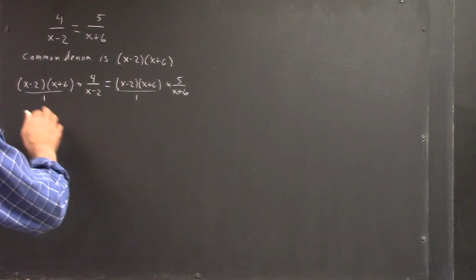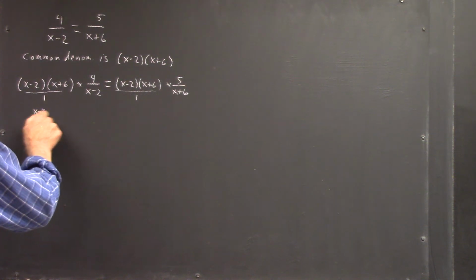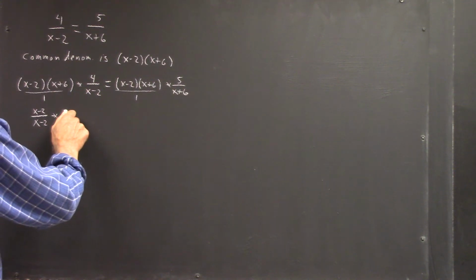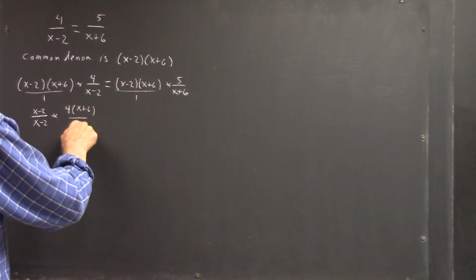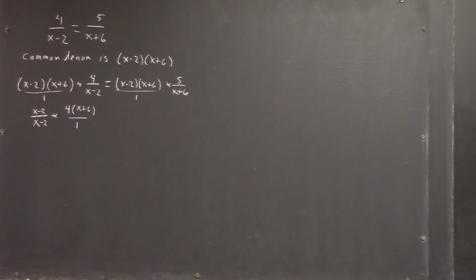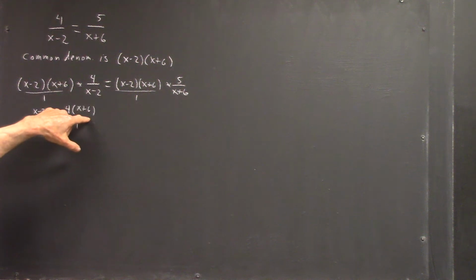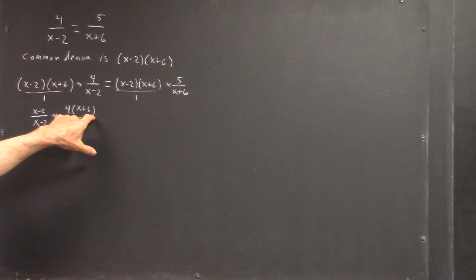Okay, well, anyhow, this can be rearranged as x minus 2 over x minus 2 times 4 times x plus 6 over 1. If you multiply these numerators, you get the same thing as if you multiply these numerators, right? You're going to have an x minus 2, it's just in a different place here. Your x plus 6 we'll put here because that's the standard way to write it. And your 4 is here. So you've got all the factors in your numerator.